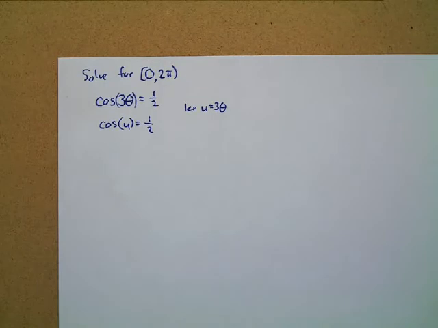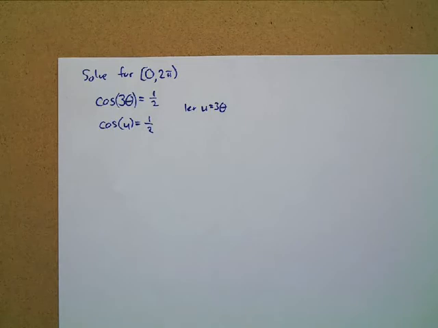Normally cosine goes from 0 to 2 pi. With this 3 theta in there, that would shrink the period by a factor of 3. So instead of 0 to 2 pi, it would go from 0 to 2 pi over 3. So it's going to shrink our period, which means our typical solutions for cosine are going to be shrunk down by a factor of 3 as well. So this is how we can account for that.